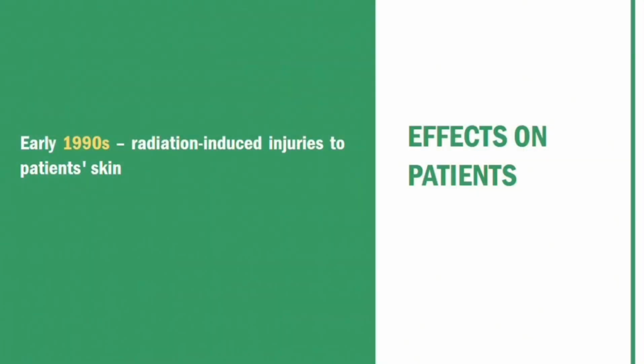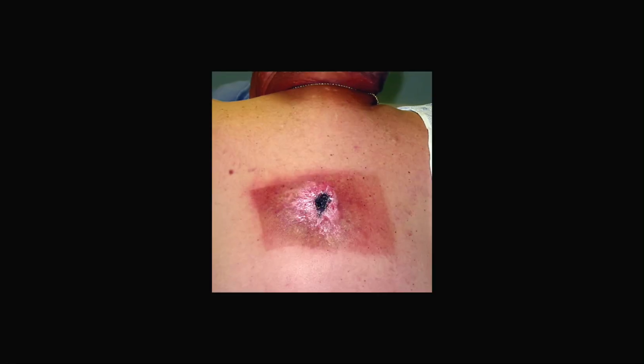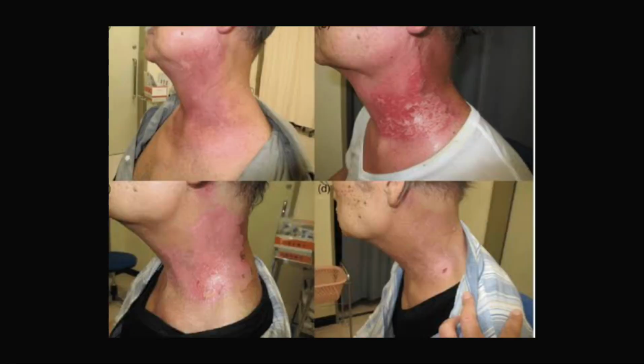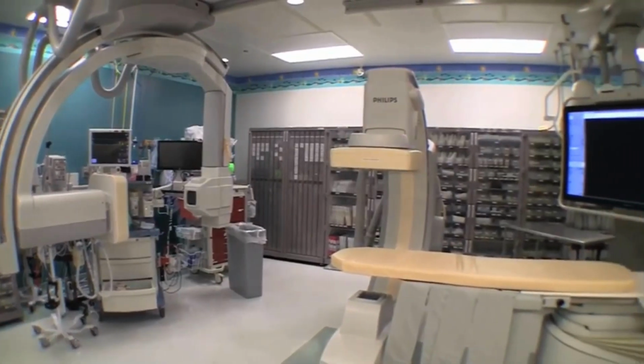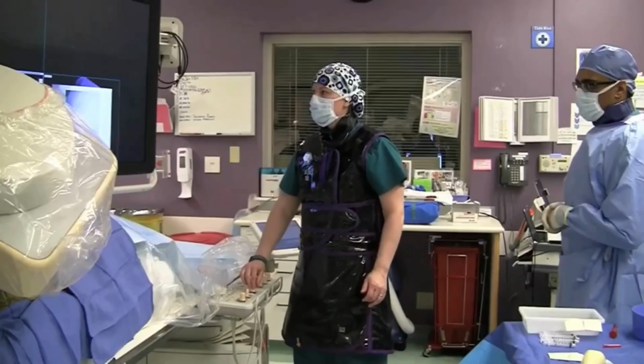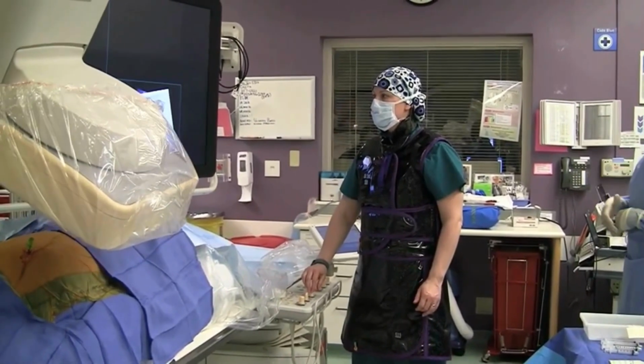Reports of radiation-induced injuries to patients' skin have been increasing since the early 1990s, with severe cases causing permanent disability and chronic intractable pain. These injuries are often avoidable if interventionists are aware of the radiation doses delivered to the skin.